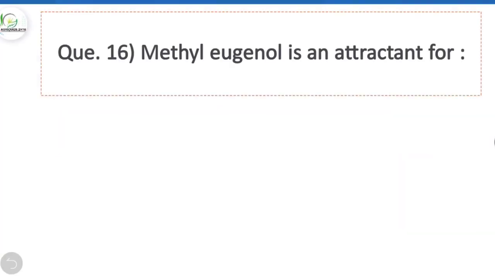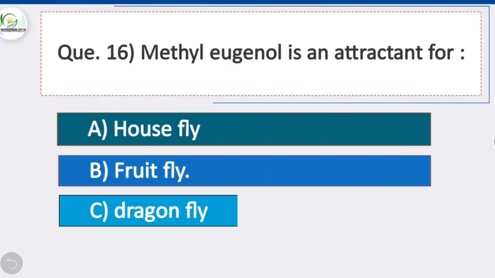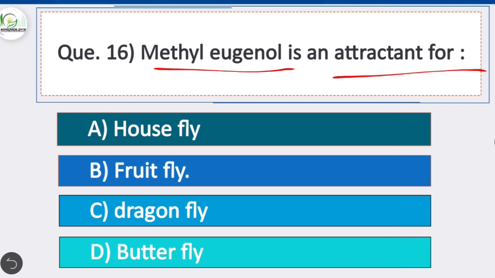Next question, question number 16. Methyl eugenol is an attractant for, option B is correct, fruit fly. The methyl eugenol is an attractant for fruit fly.